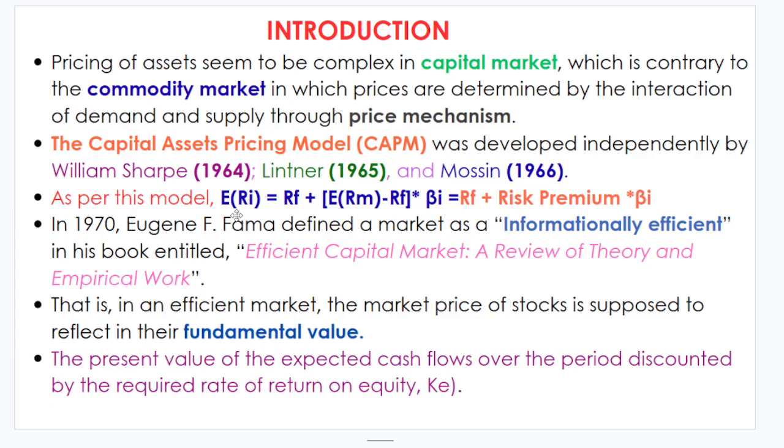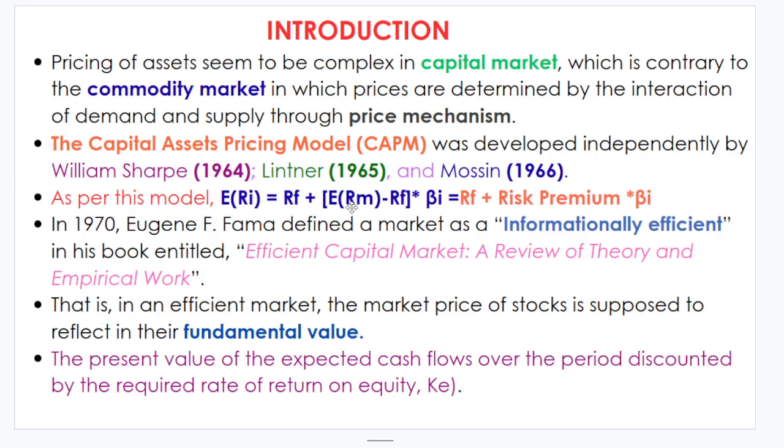As for this model, particularly you need to understand that E(Ri), the expected required rate of return on stock i, equals the risk-free rate of return plus beta times (E(Rm) minus Rf). E(Rm) is the expected market return. For example, in our case, the NEPSE return, that's the index return, is called E(Rm).